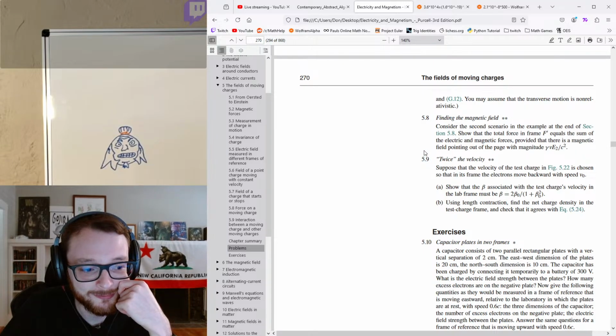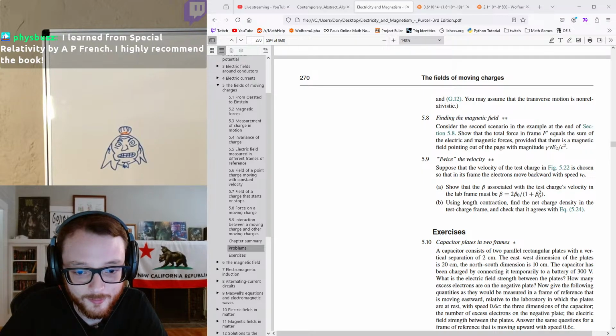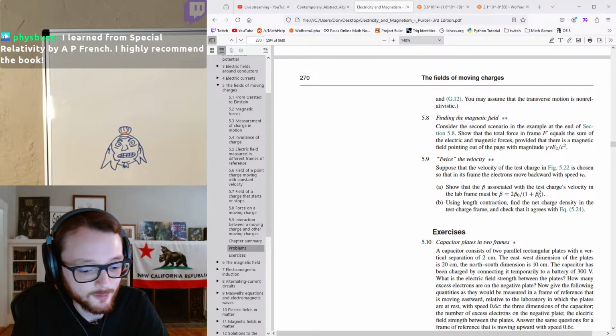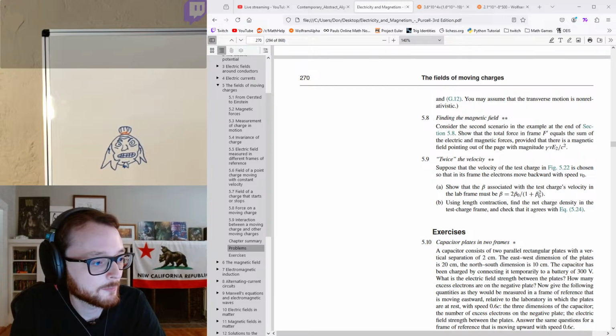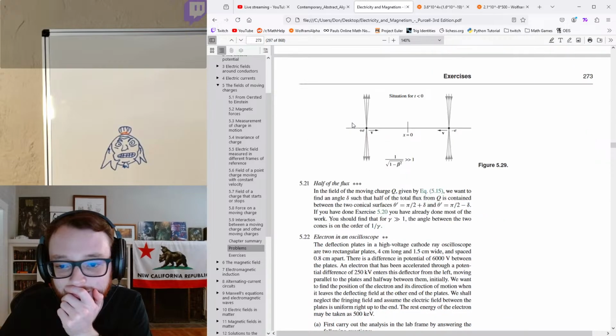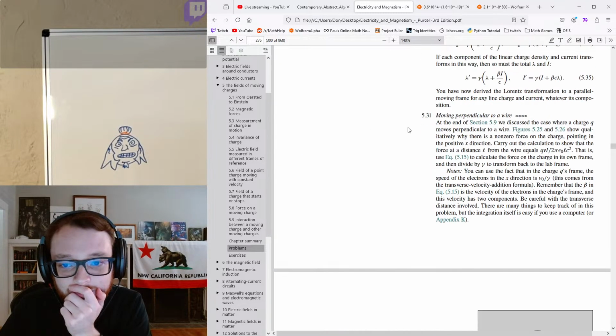Special Relativity by AP French. Ooh, let me write that down. I have a little text document of books that I'm interested in one day looking at. Where is it? Textbooks of interest.txt. Special Relativity by AP French. There we go. How many questions are there total? 31.